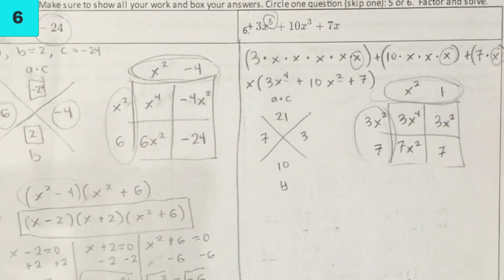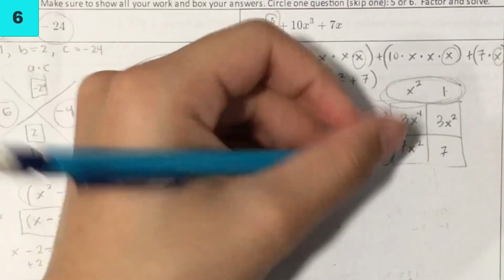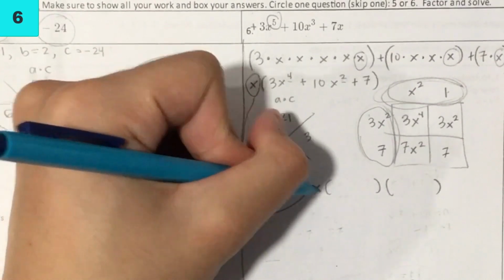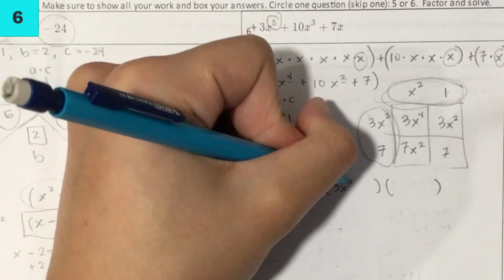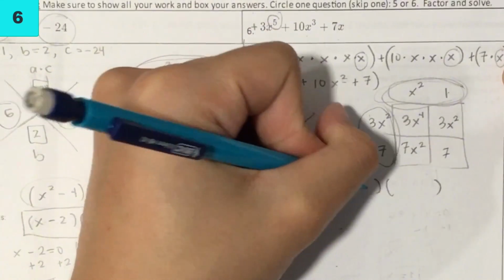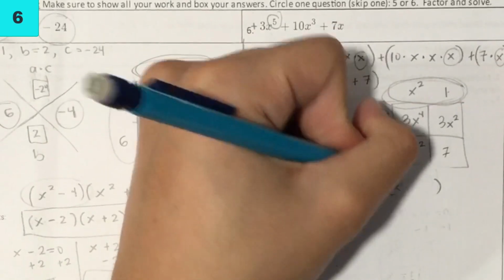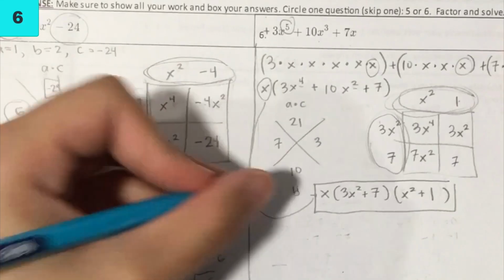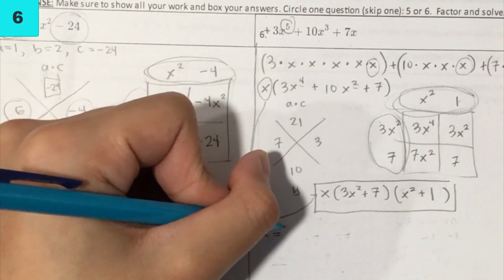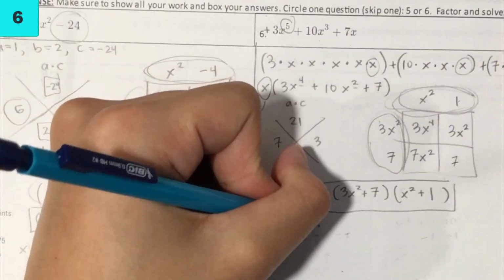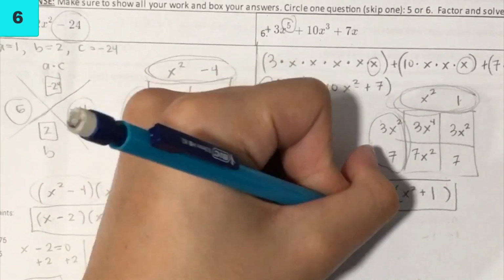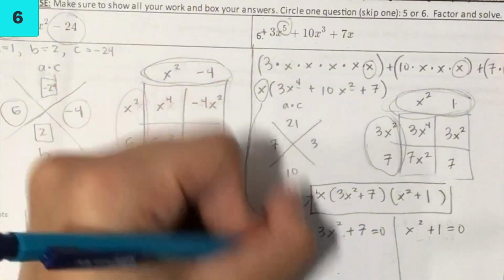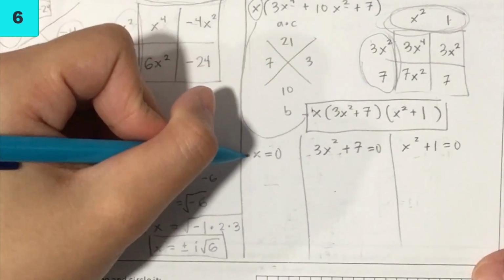The next thing we have to do is write these out as factors. But we shouldn't forget that there was an x here, so this goes here. x times the quantity 3x squared plus 7 times the quantity x squared plus 1. This would be our answer for factoring, but to get our answer for solving, we have to set each factor equal to 0. So x equals 0, and 3x squared plus 7 equals 0, and x squared plus 1 equals 0. This would be already simplified.